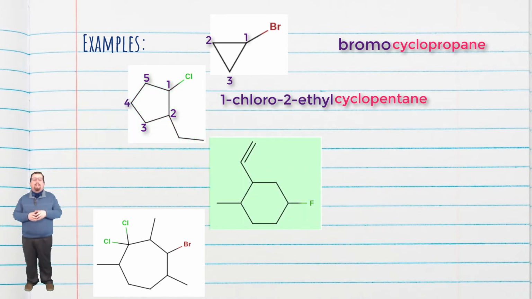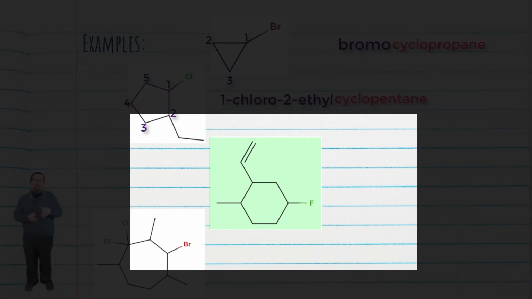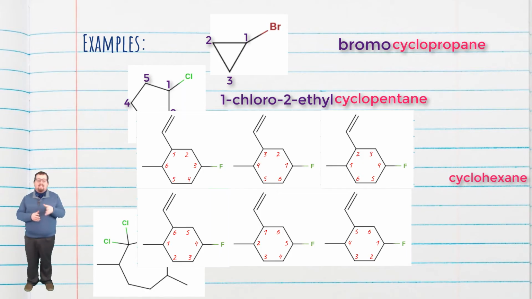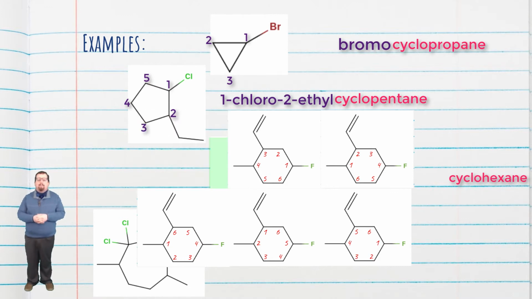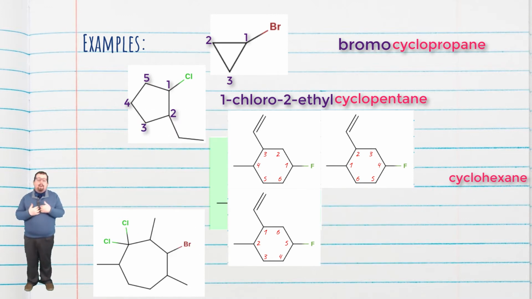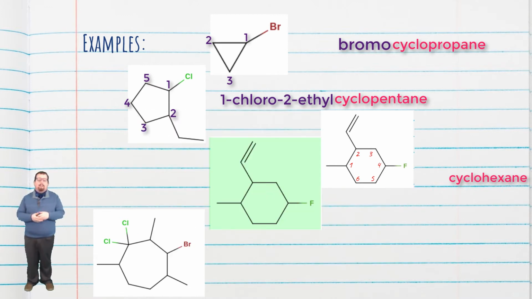How about our third example? What would you name the parent chain, or the cyclic part of this molecule? Now let's look at some ways we could number it. There are 6 ways we could number this. Which one would give you the lowest substituent numbers? I would start on the methyl group and then go clockwise.